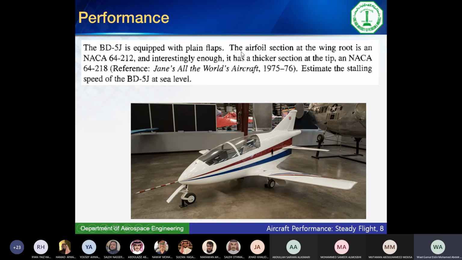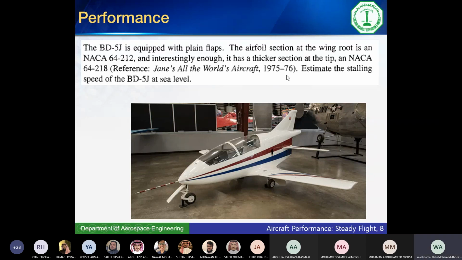Now the problem reads, the airfoil section at the root is a NACA 64212, and interestingly enough, it's a thicker section at the tip, 64218. Hopefully you realize that the 212 means it has a 12% thickness ratio in the root and 18% thickness ratio in the tip. That means this wing is thicker in the tip than in the root, and maybe you realize that a little bit in the figure.